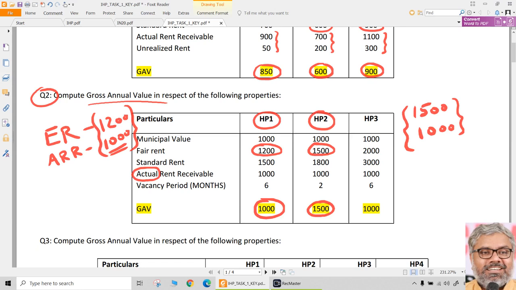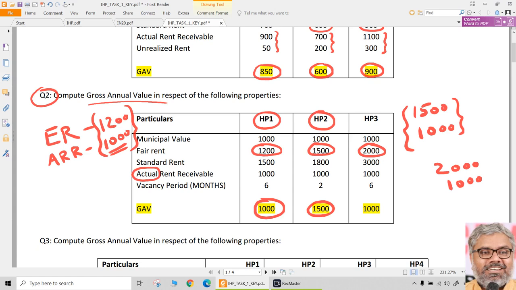Then the third case. Once again, municipal value 1000, fair rent 2000. Naturally, we have to take whichever is higher, 2000. 2000 and 3000, whichever is lower, that is still 2000. So what is expected rent now? Expected rent is 2000. Fine. ARR is still 1000. Same. But this is lower than expected rent.